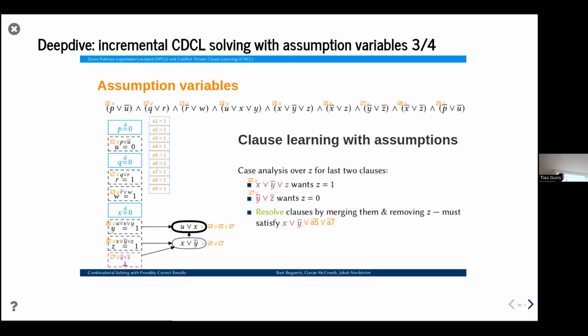Okay, now we do the assumption variable trick. For each of our constraints, we added a Boolean variable that implies that constraint. In clausal form, that means you can just write not A1 or the original clause. So everything remains clausal. Very nice.